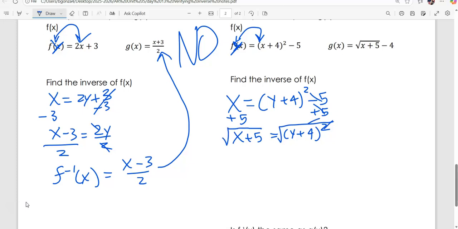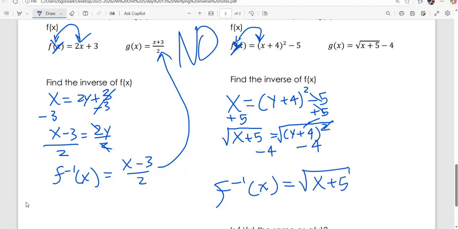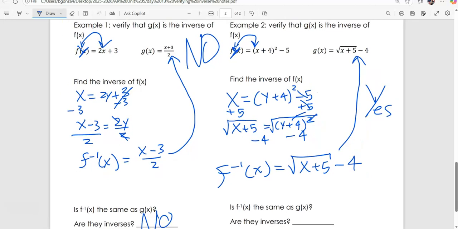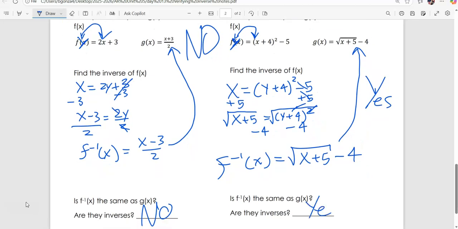So far, looks good. And then how do I get rid of this plus 4? Opposite of plus 4? Minus 4 after the square root. So my inverse function is square root of x plus 5, stop. Minus 4 goes after it. Does that match this? What do y'all think? Yes, it has to match perfectly. So are they inverses? Yes, sir.